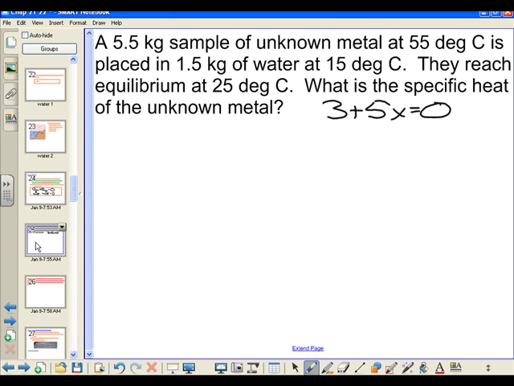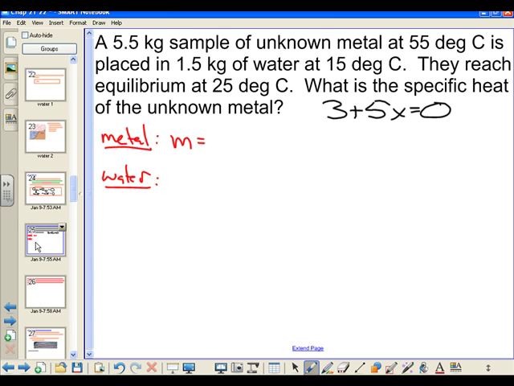In all these letters that I'm going to put down, there is only one you do not know, and that is the specific heat of the metal. One out of all these letters you don't know. Everything else will be there for you. So let's write down what some of these things are. So we have metal, and we have water.